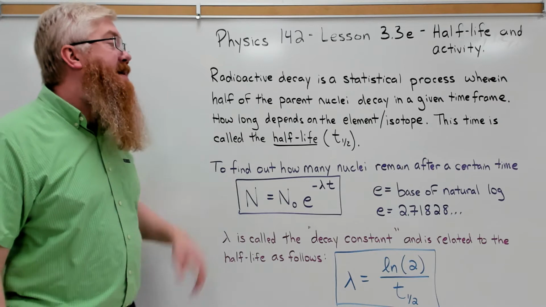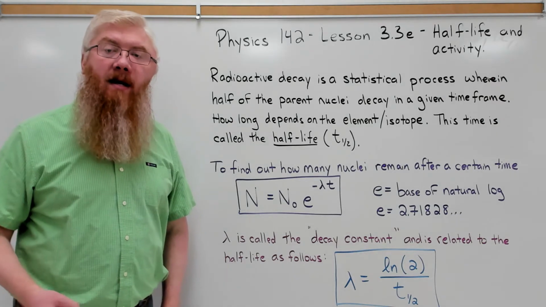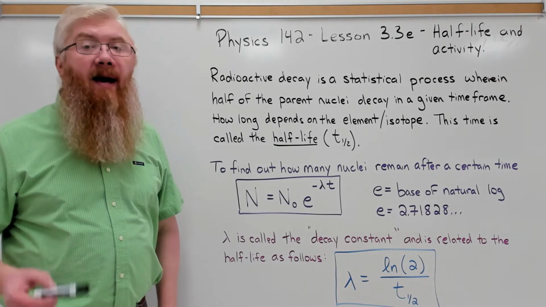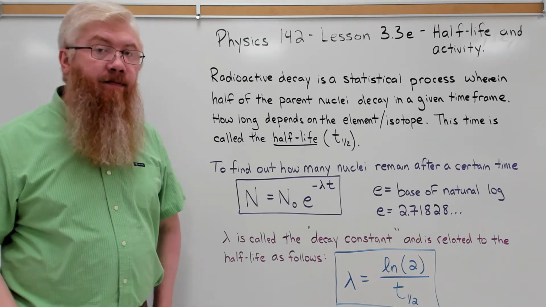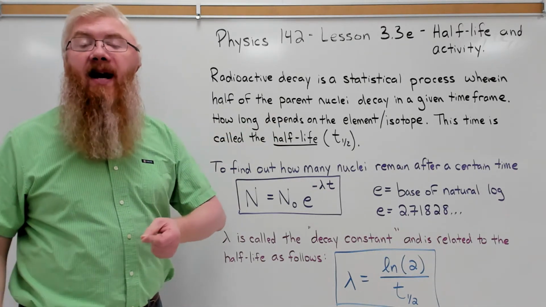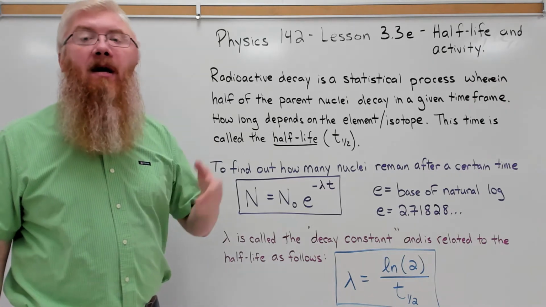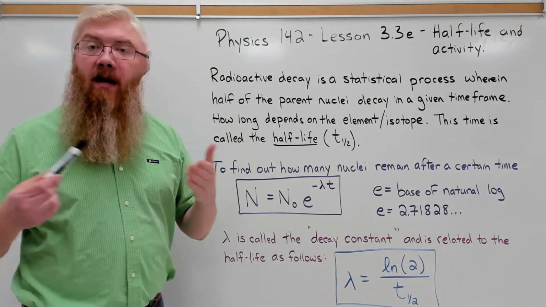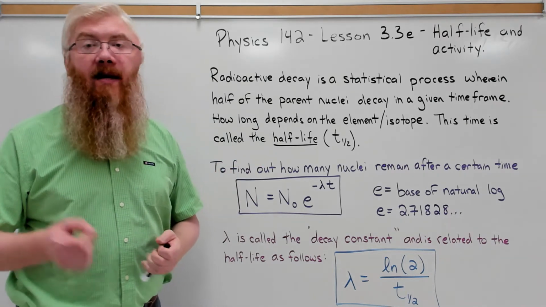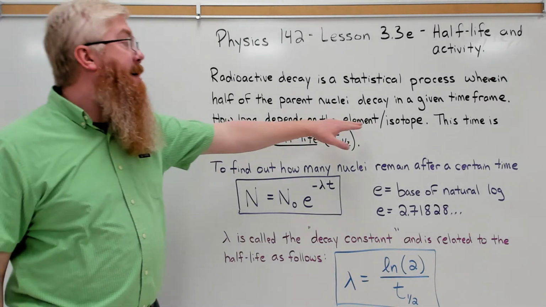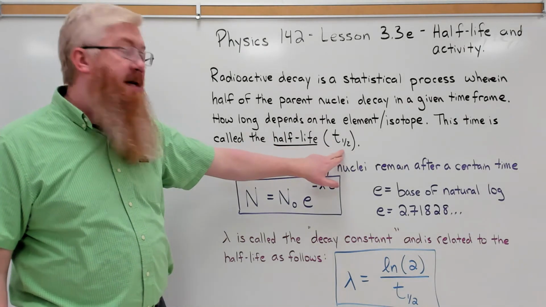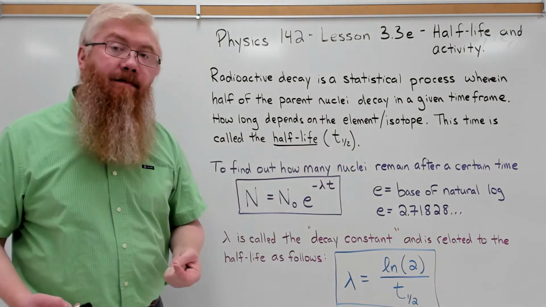How long depends on the element or isotope we're talking about. Some isotopes decay incredibly quickly and others decay very, very slowly. But it's a fixed value for a given isotope. Uranium-235 has a fixed average time where a uranium-235 nucleus will decay. Carbon-14 has a fixed time where a carbon-14 nucleus will decay. This time is called the half-life. The half-life is usually represented by T with a subscript of 1/2, because it is a time.